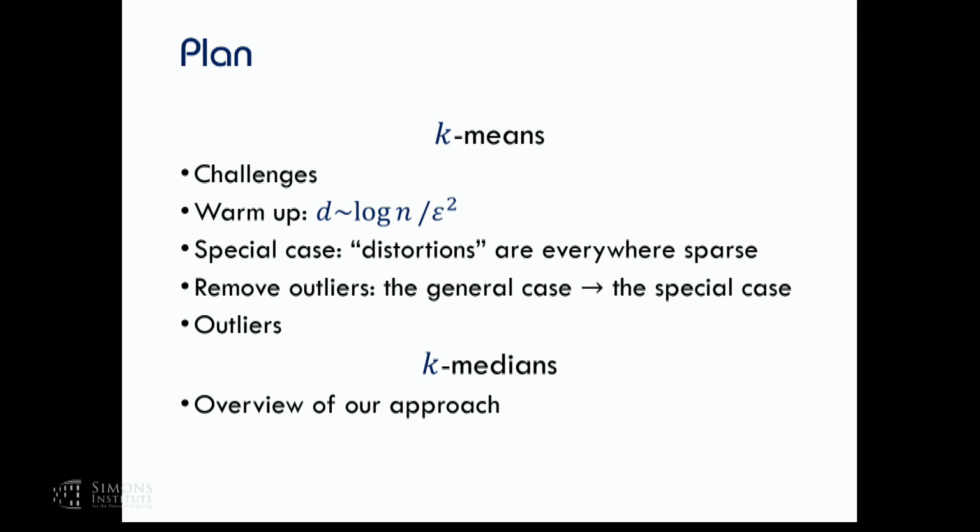And then we will see how to remove a small number of outliers in our data set so that the remaining points satisfy this condition from the special case. And by doing so, we will see that the cost of all points other than outliers is preserved in some sense. And finally, we will see what to do with the outliers. And at the very end of the talk, we will spend a couple of minutes discussing the k-medians problem. So this is our plan for today.